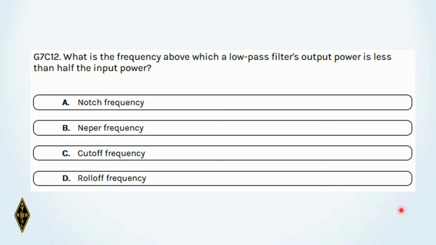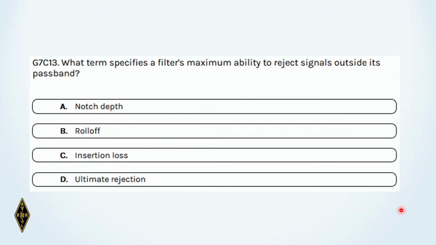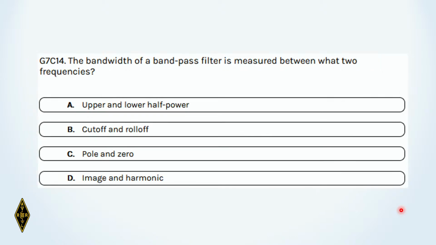I should have mentioned this specifically. I think it's on the slide. It is the cutoff frequency. And what term specifies a filter's maximum ability to reject signals outside its passband? Delta. Yeah, that is the ultimate rejection. Yes, indeed. And the bandwidth of a bandpass filter is measured between what two frequencies?